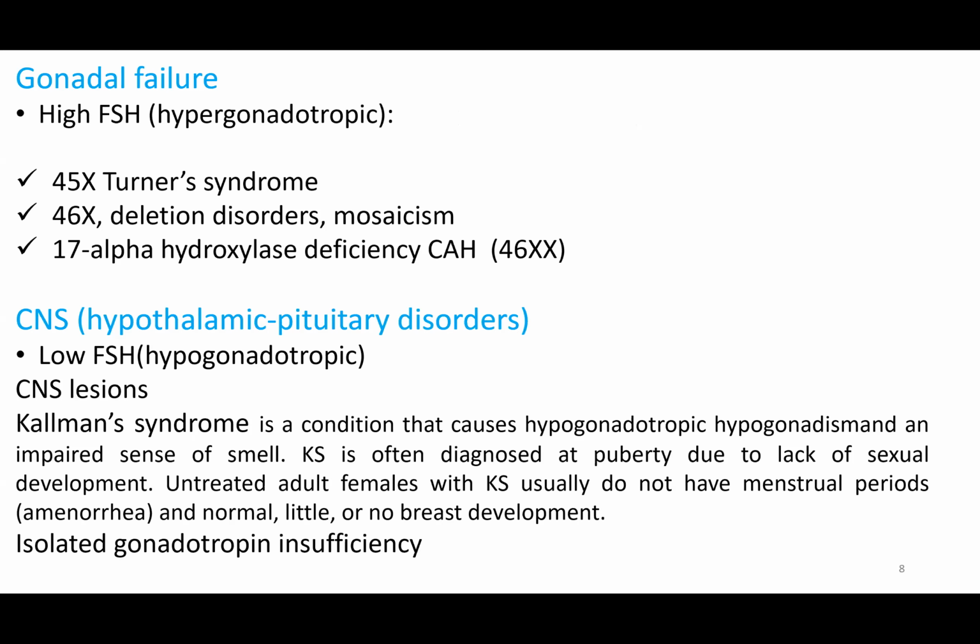Gonadal failure, where there will be a high FSH, can be seen in cases of Turner syndrome, mosaicism, deletion disorders, and congenital adrenal hyperplasia. Or it could be seen in cases of CNS problems, where the FSH will be low in CNS lesions, in Kallmann syndrome, or isolated gonadotrophin insufficiency. Kallmann syndrome is a condition where hypogonadotrophic hypogonadism is present, and the patient usually complains of anosmia or impaired smell, lack of the menstrual cycles, and maybe other associated defects.